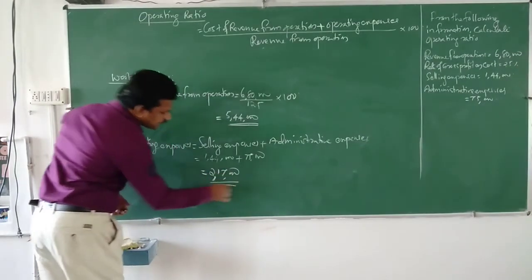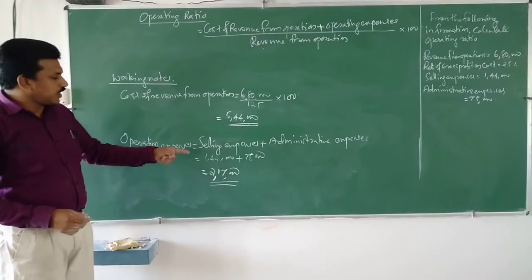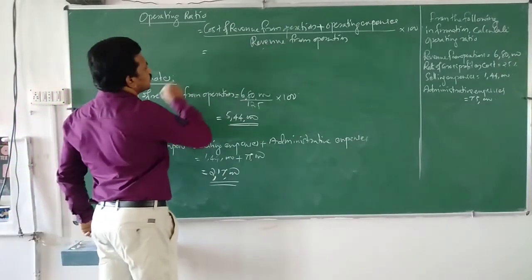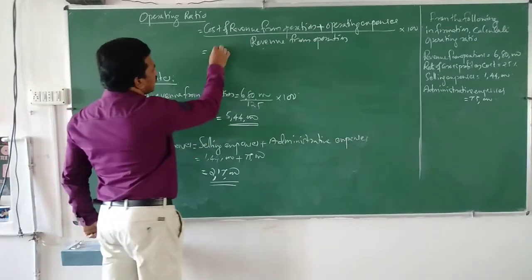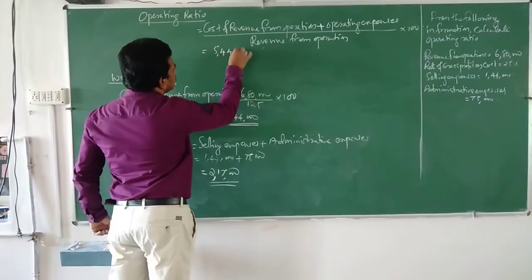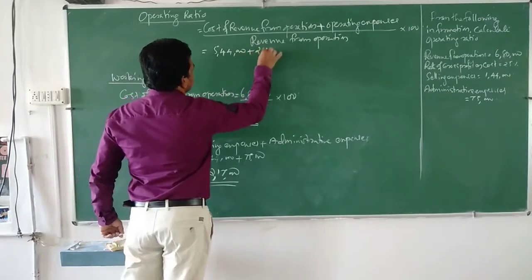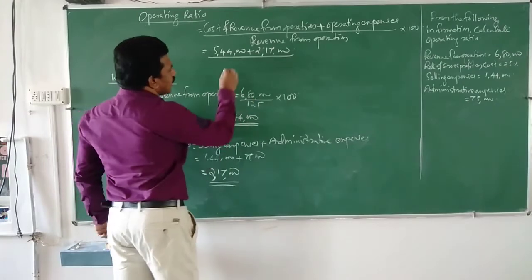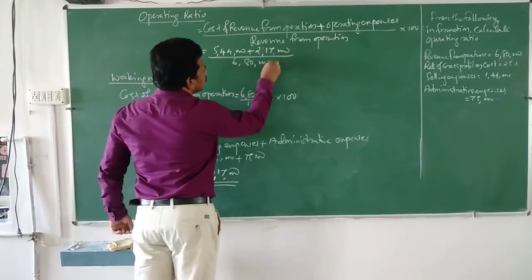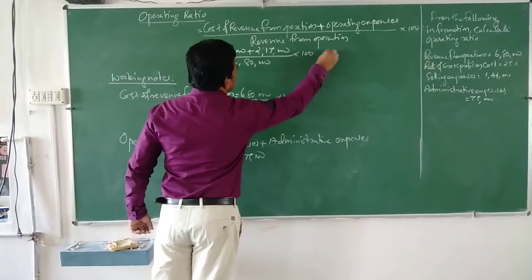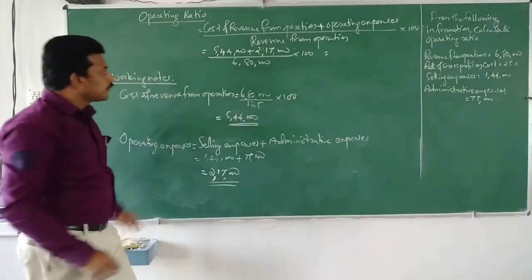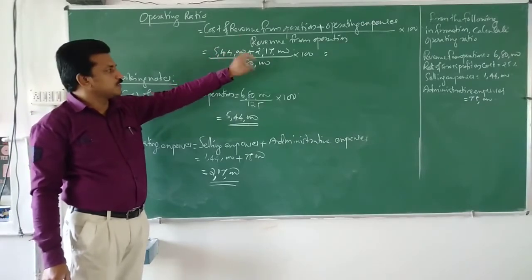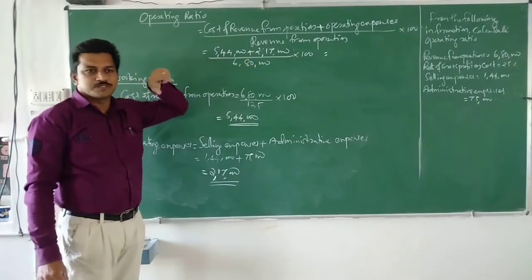2,17,000. So now we have got operating expenses. We can substitute the equation. Cost of revenue from operation 5,44,000 plus 2,17,000 divided by 6,80,000 into 100. That means 5,44,000 plus 2,17,000 divided by 6,80,000.